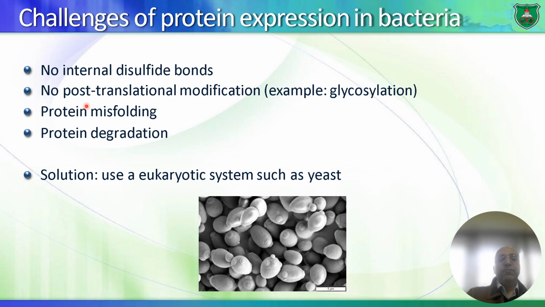Bacteria do not have post-translational modification. There's no glycosylation of proteins, for example. Proteins can be misfolded, especially large proteins. So bacteria cannot handle large human proteins, but they can handle small proteins. And sometimes bacteria would degrade human proteins.